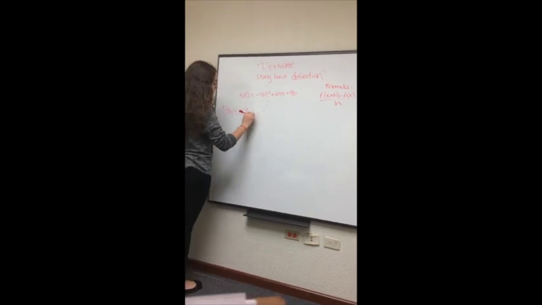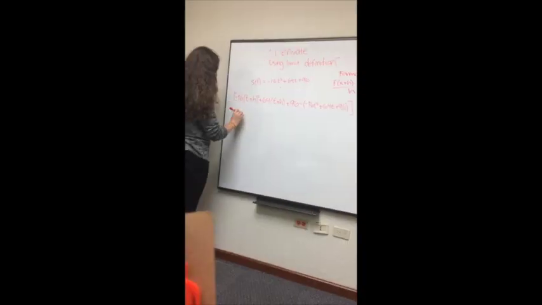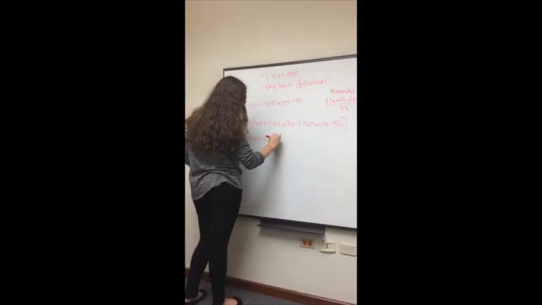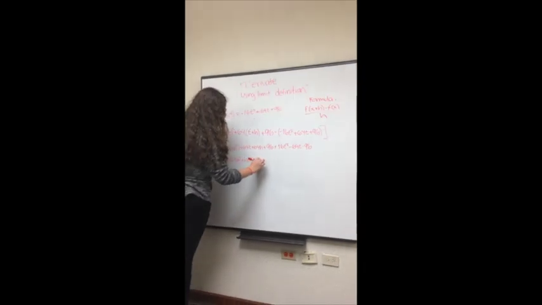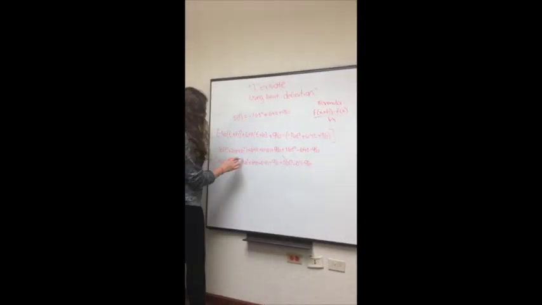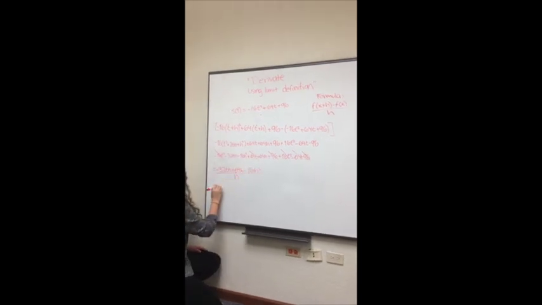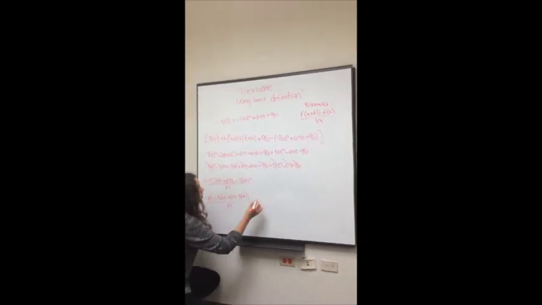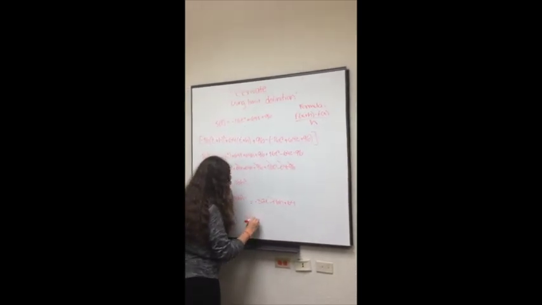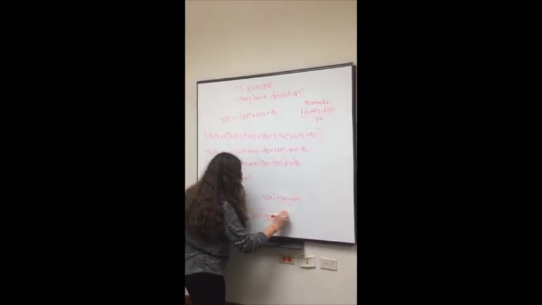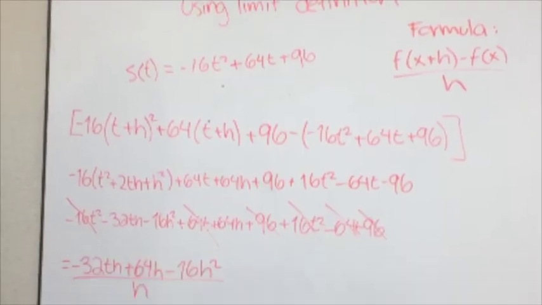We're going to calculate the derivative. Our position function is minus 16t squared plus 64t plus 96. We're going to use the formula f of x plus h minus f of x over h. Because h tends to 0, we're going to clear, having minus 32t minus 16h plus 64. We're going to eliminate h because it's equal to 0, and our derivative is equal to minus 32t plus 64.